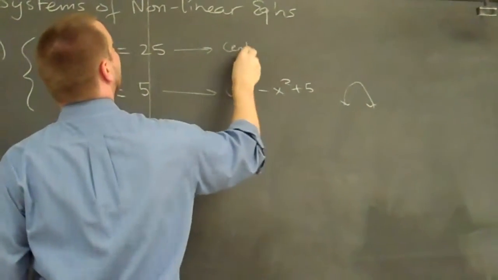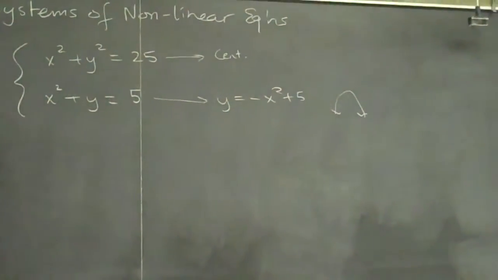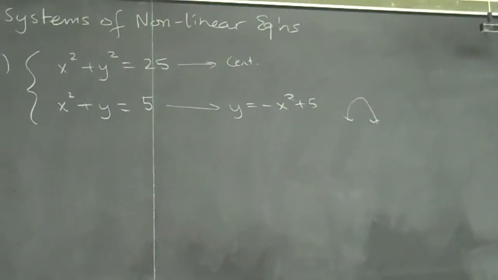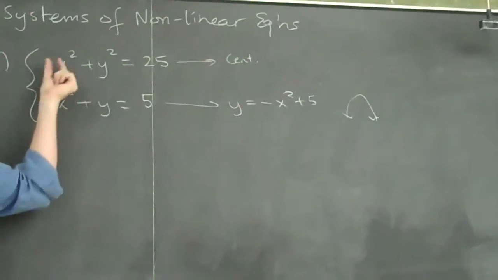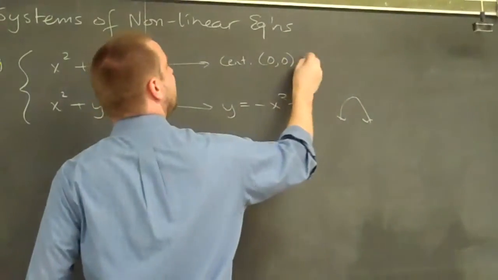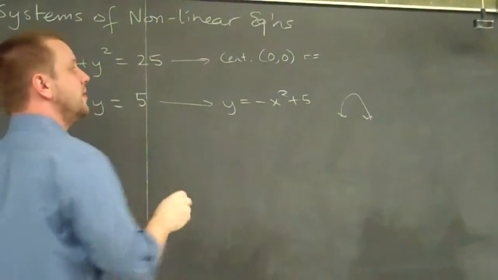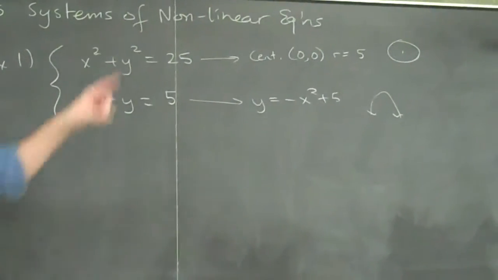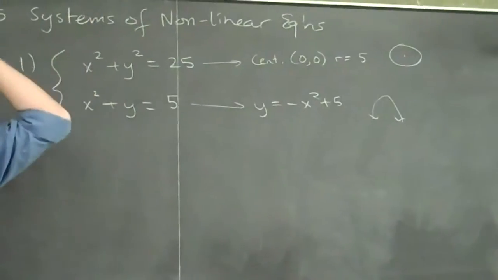Where's the center? We didn't translate this guy at all, did we? We didn't move him up, down, left, or right. And because there's nothing inside parentheses for the x squared, the center's just at 0, 0. And what's the radius? 5. So it looks like that. So I'm looking for where that circle intersects with that parabola.